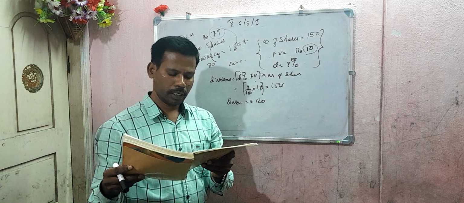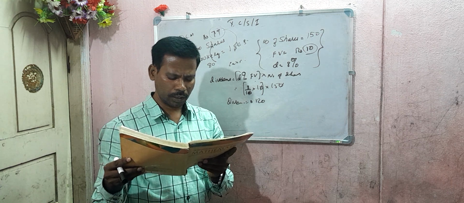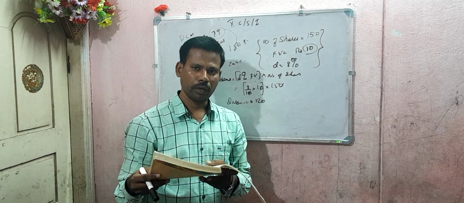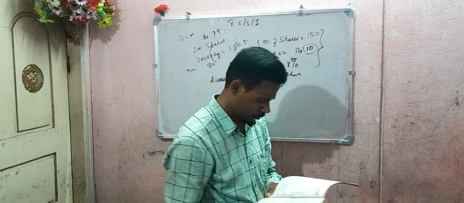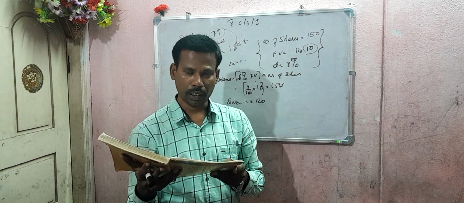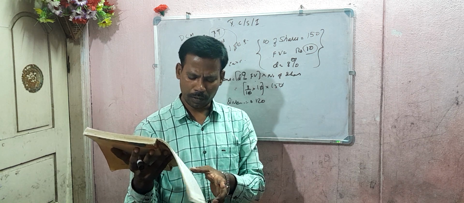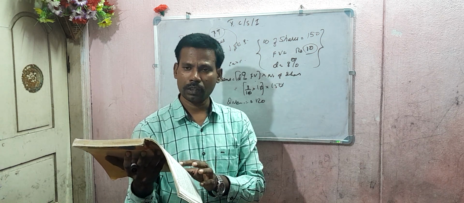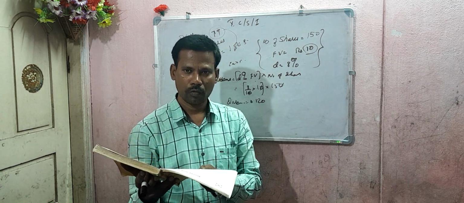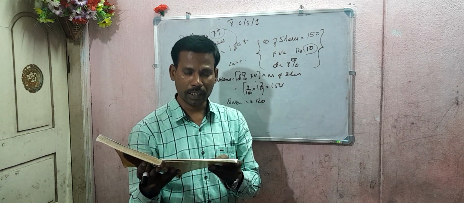How much money would be realized by selling 96 shares of rupees 100 quoted at rupees 98? Here, quoted at rupees 98 means market price. Face value of each share is 100. How much money would be realized by selling 96 shares?